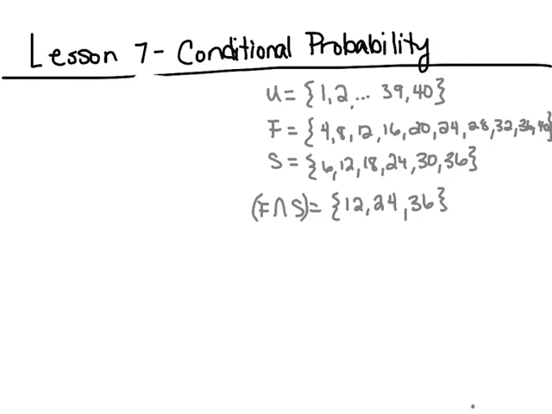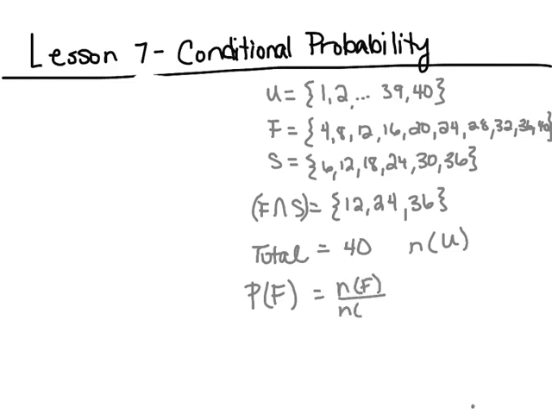So we want to find the probability of each. So first let's find our total. So our total is 40, which is the N of U. So to find the probability of it being a multiple of 4, we would take all of our options, which is N of F, and divide it by N of U. So N of F is 10. There's 10 multiples of 4 out of 40, which is 25%.